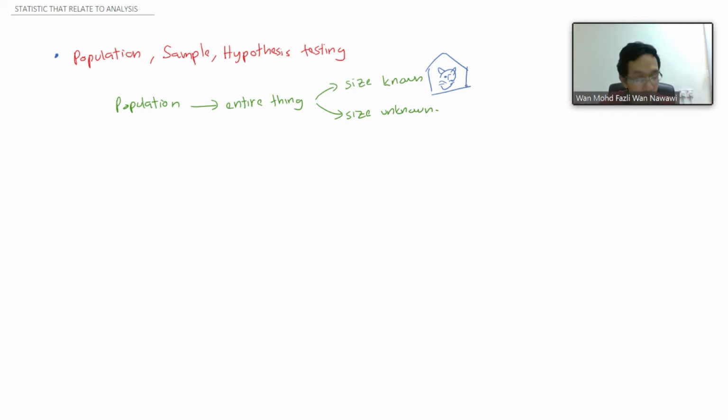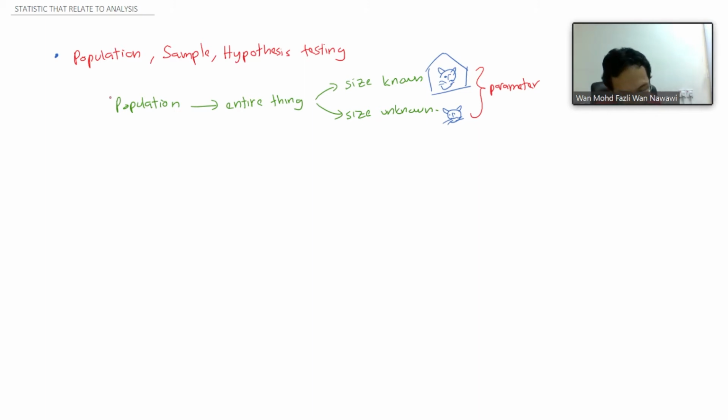But if you want to find how many cats are in the world, then you might not be able to find it. So the size can be known, can be unknown. If the population constraint is small, like in your house, then you can know the size. The size also can be unknown, like the cats in the world. When you deal with these two things, we call it a parameter.